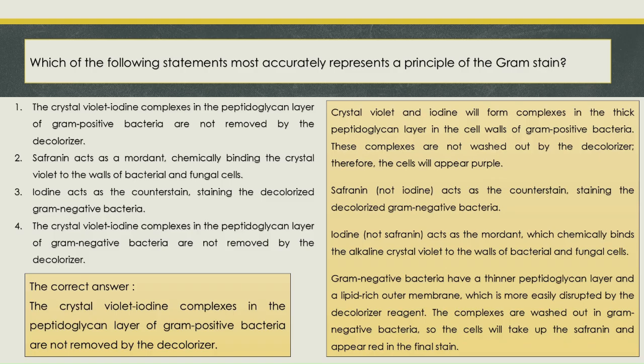Iodine, not safranine, acts as the mordant, which chemically binds the alkaline crystal violet to the walls of bacterial and fungal cells. Gram-negative bacteria have a thinner peptidoglycan layer and a lipid-rich outer membrane, which is more easily disrupted by the decolorizer reagent. The complexes are washed out in gram-negative bacteria, so the cells will take up the safranine and appear red in the final stain.